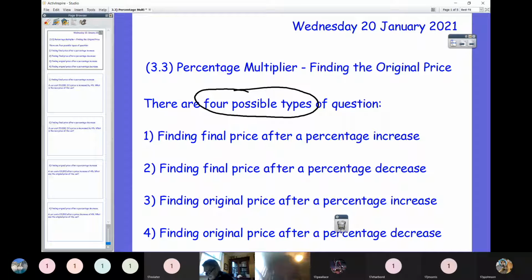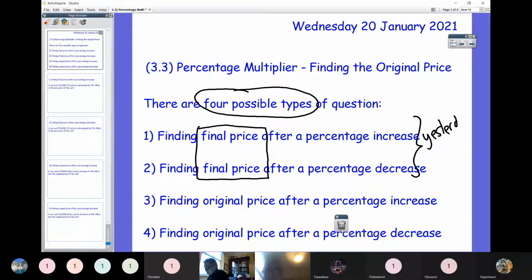Now, yesterday we were finding the final price all the time. So we were given the original price, we worked out the multiplier, and we went from left to right, if you like. We had the original price, we multiplied it by the multiplier to give us our final answer, to give us the new price. Sometimes it was a percentage increase, and sometimes a percentage decrease. But that's what we did yesterday.